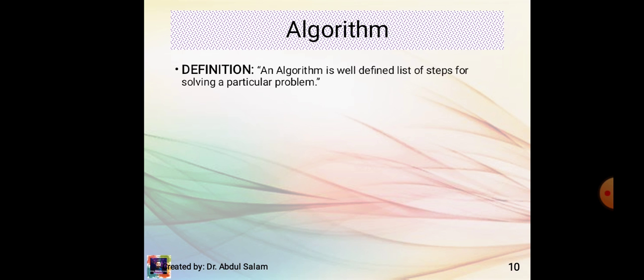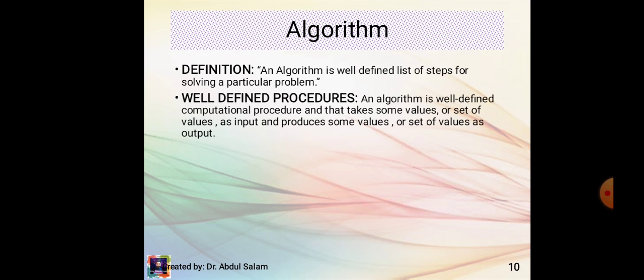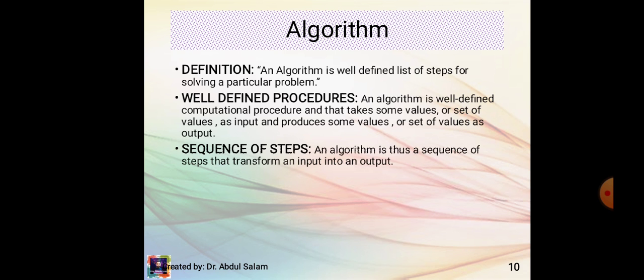Algorithm. The definition: an algorithm is a well defined list of steps for solving a particular problem. Well defined procedures. An algorithm is a well defined computational procedure that takes some value or set of values as input and produces some value or set of values as output. Sequence of steps. An algorithm is thus a sequence of steps that transform an input into an output.